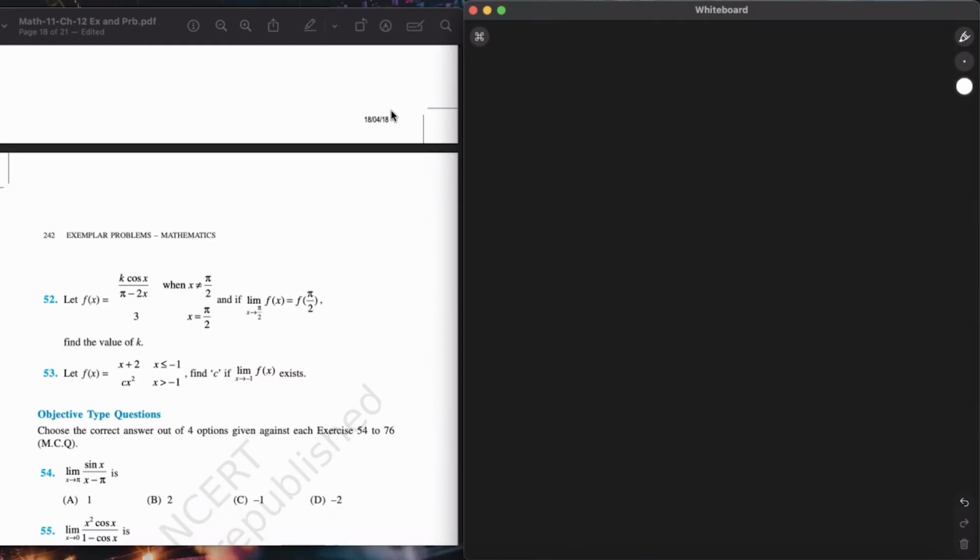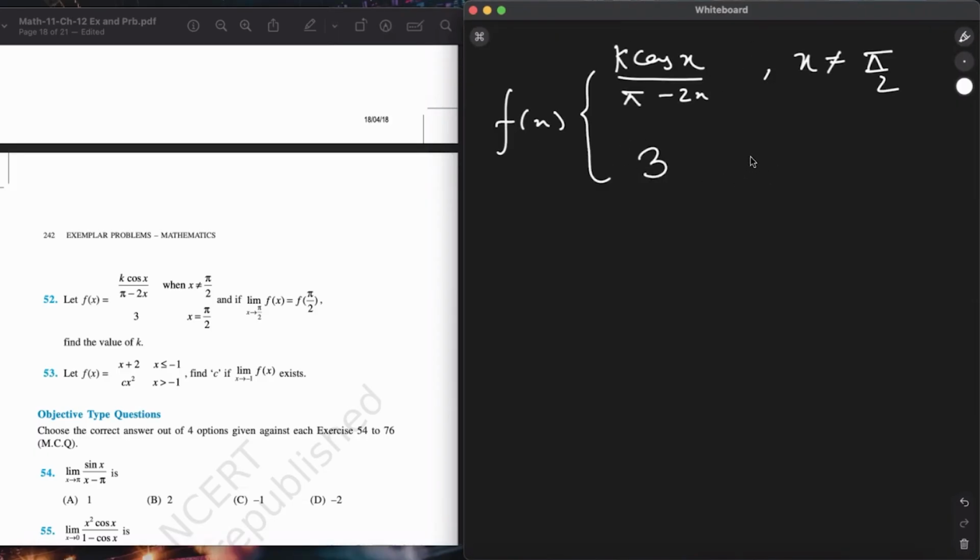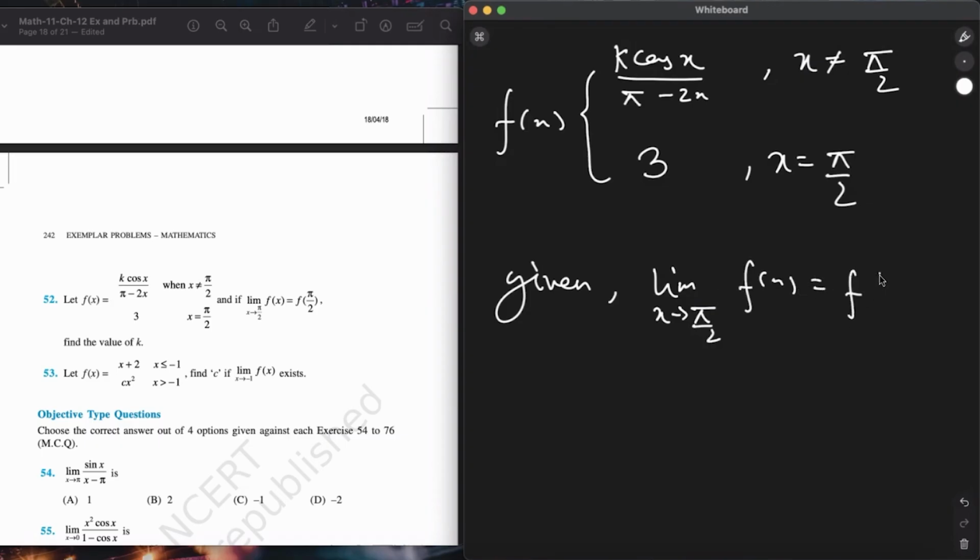Question number 52 is given to you as this: f(x) equals k cos x divided by pi minus 2x when x is unequal to pi by 2, and this is equal to 3 for x equal to pi by 2. And we have been given the condition that the limit as x tends to pi by 2 of f(x) is equal to f(pi by 2). Then we have to find the value of k. Let's see what we can do with this question.